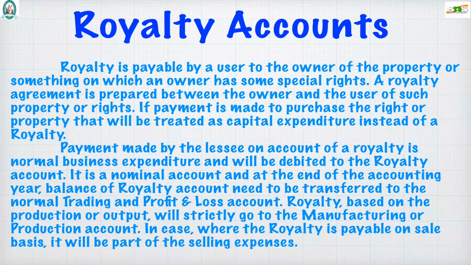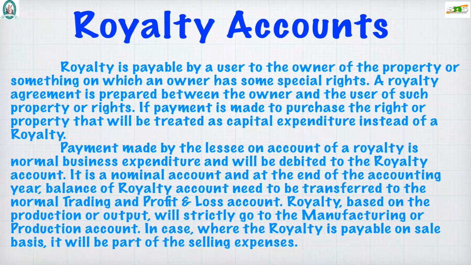If payment is made to purchase the right or the property, that will be treated as capital expenditure instead of a royalty. Payment made by the lessee on account of a royalty is normal business expenditure and will be debited to royalty account. It is a nominal account, and at the end of the accounting year, the balance of royalty needs to be transferred to the trading and profit and loss account.